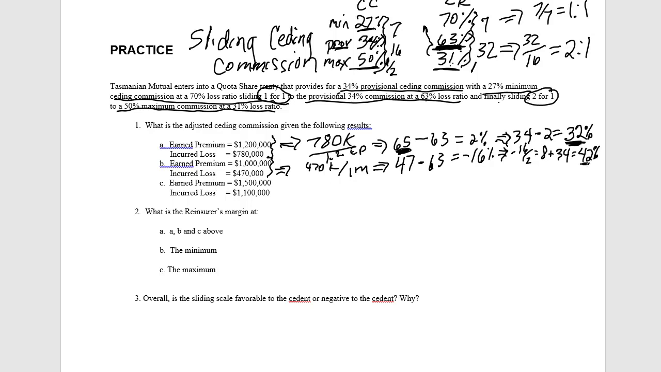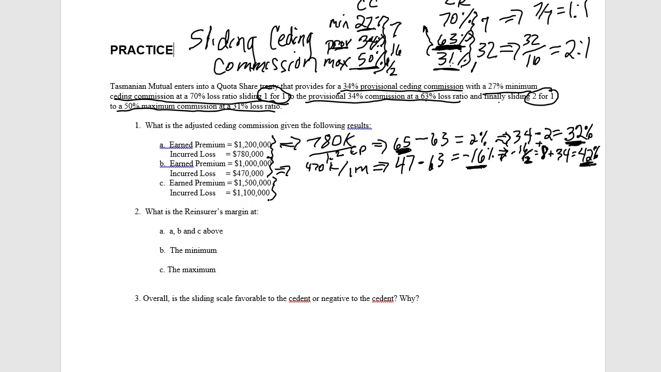In other words, we had a 16% better loss ratio than expected, but we only get half a point for every 1 point of better loss ratio. So negative 16 divided by 2 gives us 8, but it moves in the opposite direction, so it is a plus 34, the provisional, to give us 42.